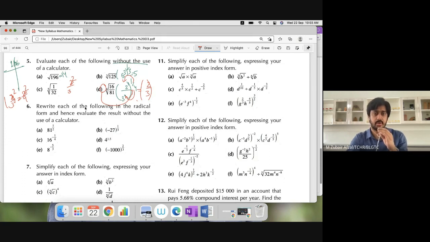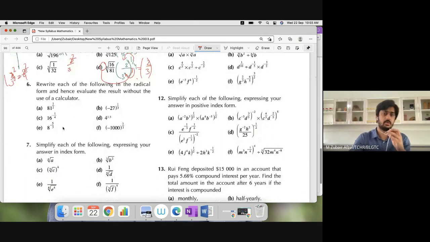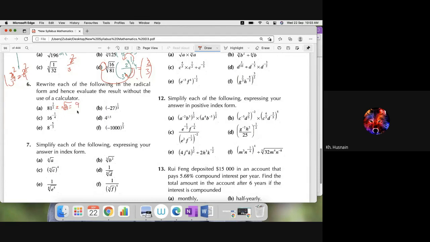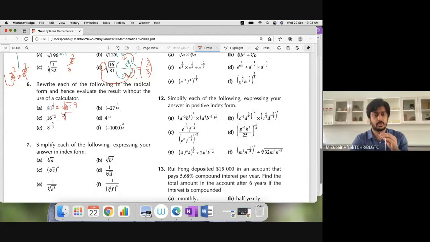Question 6. Rewrite the following in the radical form and hence evaluate the results without using calculator. So in the radical form, may I write this like under root of 81? And what is under root 81? 9. May I write fourth root of 16? What is fourth root of 16? 2.